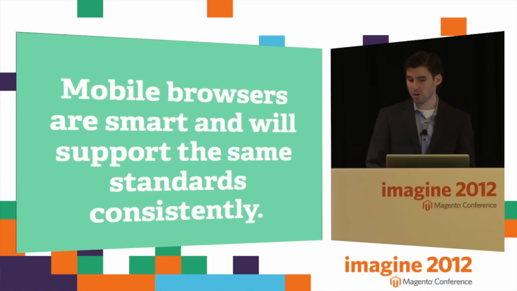Mobile browsers are smart and will support the same standards consistently. WebKit dominates iOS and Android, but it's not the only mobile browser. We have Opera Mobile, Firefox Mobile, Windows Phone 7, IE9, BlackBerry's browser, and they're all in the wild right now. Even within WebKit, standards are still evolving. When the iPad launched, it supported the orientation media query, but the iPhone didn't get that until a few months later.